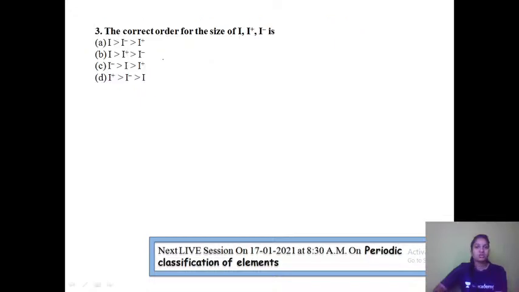Next one. The correct order of sizes of I plus and I minus. You know, if I take iodine as the parent atom, then the cation will be smaller in size as compared to the parent atom, and the anion would be greater in size as compared to the parent atom. So option C, if you just observe here, would be the right answer.